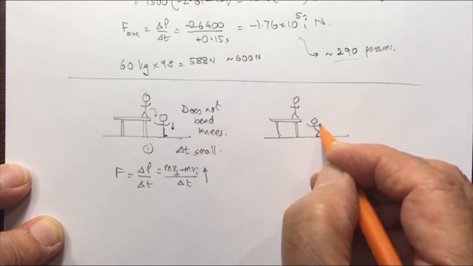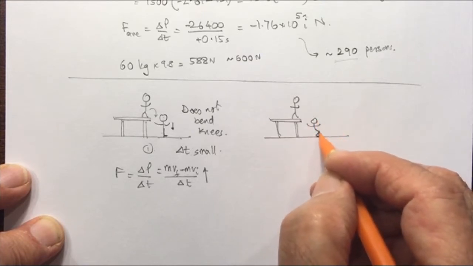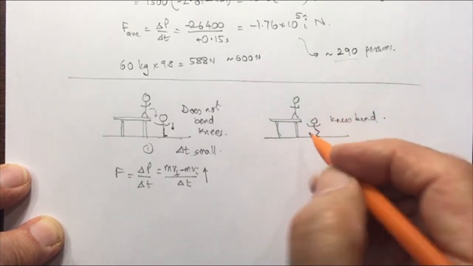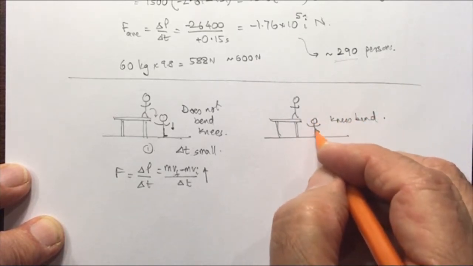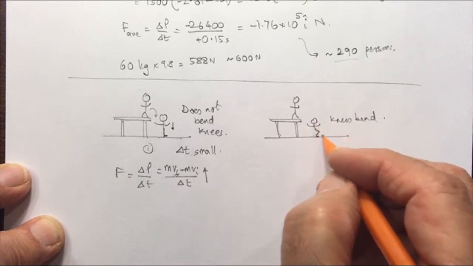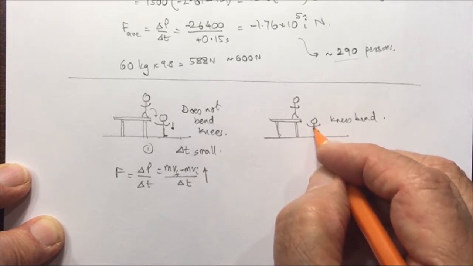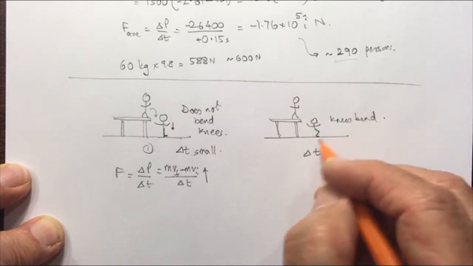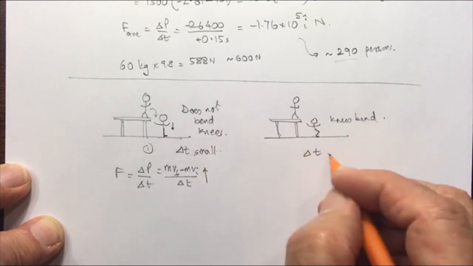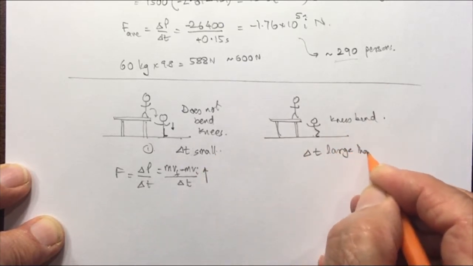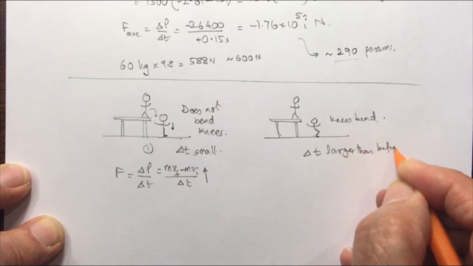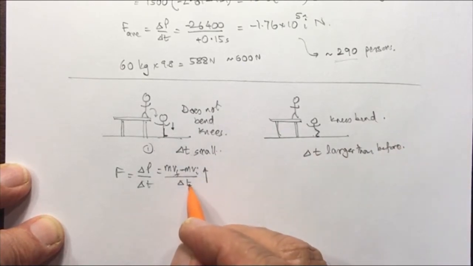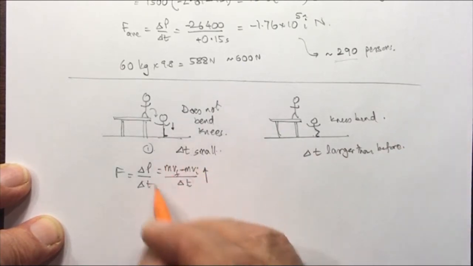Okay, so he's looking this way, so the knees bend. The bending of the knees means that after he touched it, the body kept going down. The knees kept bending, and by the time he stopped completely, some time had taken place. So it was larger than before. Larger than this case. And because that's bigger, when delta t is bigger, the whole force gets smaller.